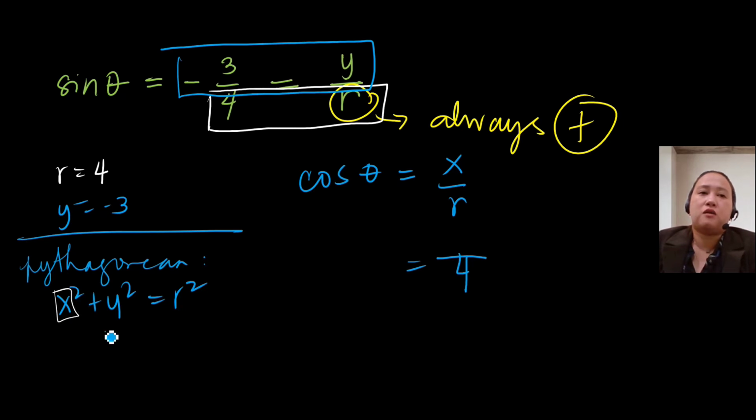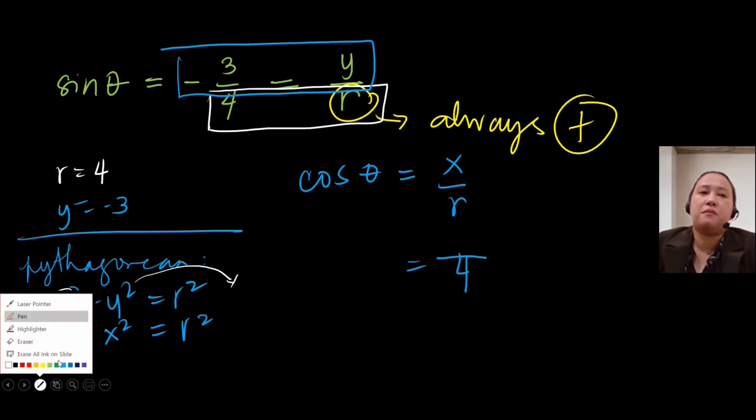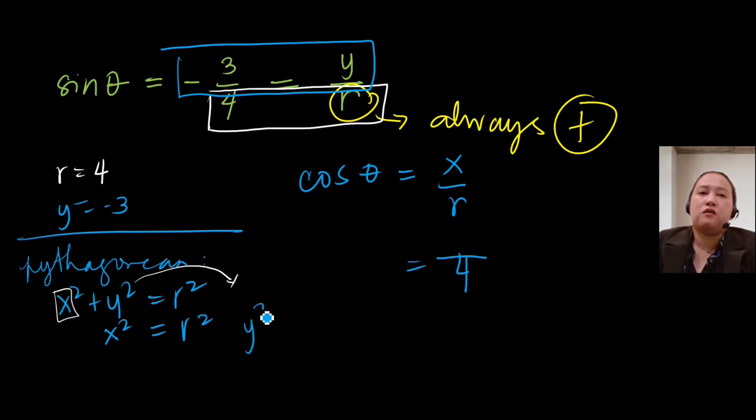So with x here, we have x squared equals, on the right side, r squared. Moving y squared to the other side, remember to change the operation, it will become minus. So we have here x squared equals r squared minus y squared. So we need to remove the square, so extract the square root. So we can cancel.